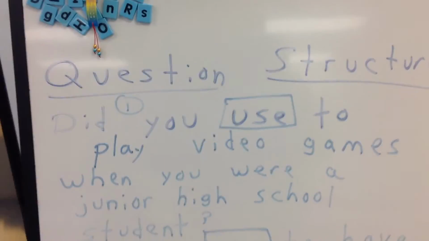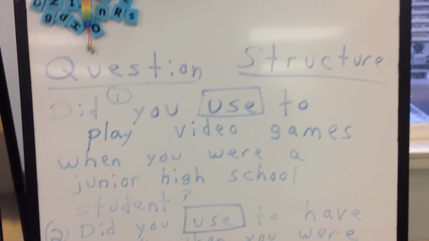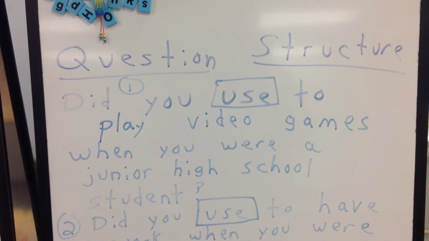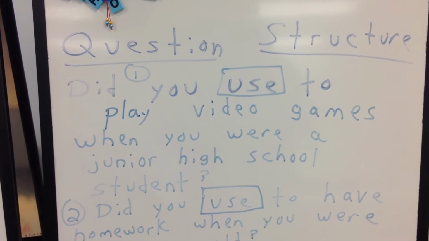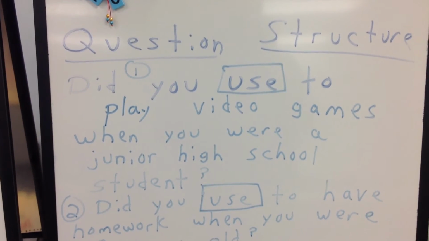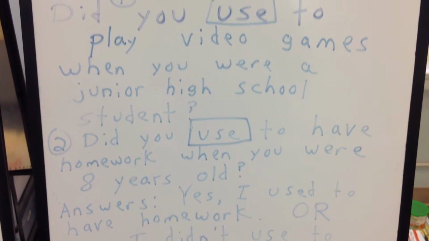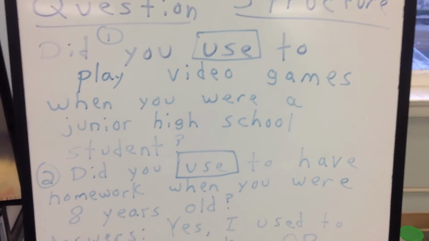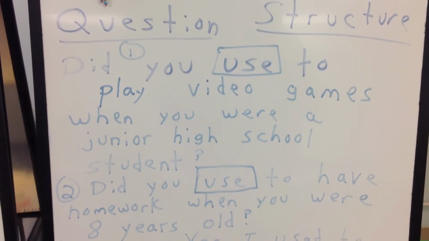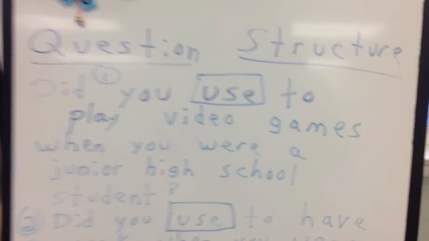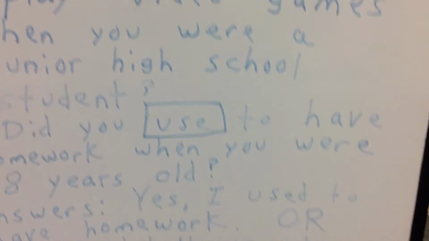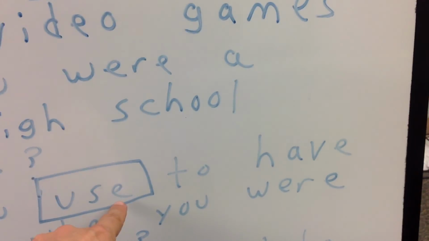You have the question structure. The question structure means when you want to ask someone a question. So for example, the first example is, did you use to play video games when you were a junior high school student? Or the second sentence, I'm sorry, is, did you have homework when you were 8 years old? So again, in the question structure, there is no final D. It's only use. Or in the second example, again, no final D.